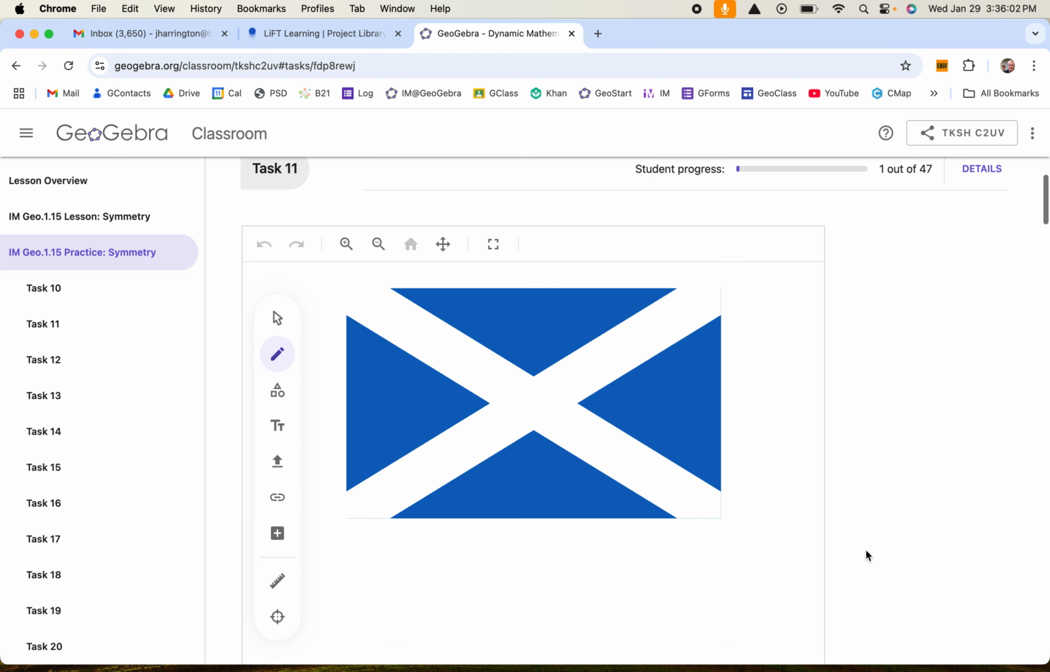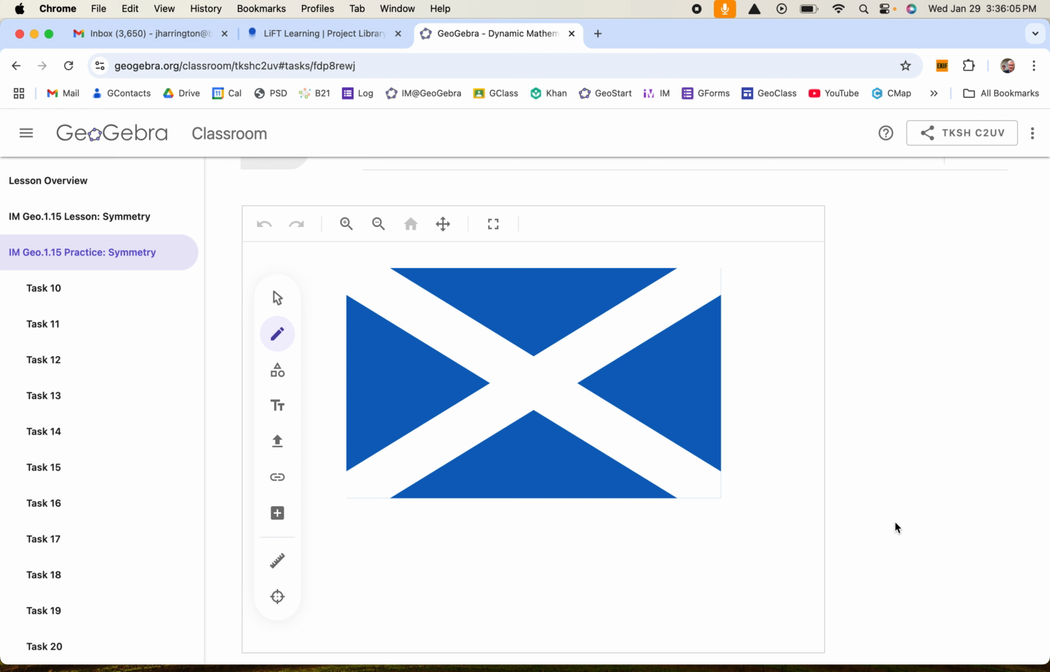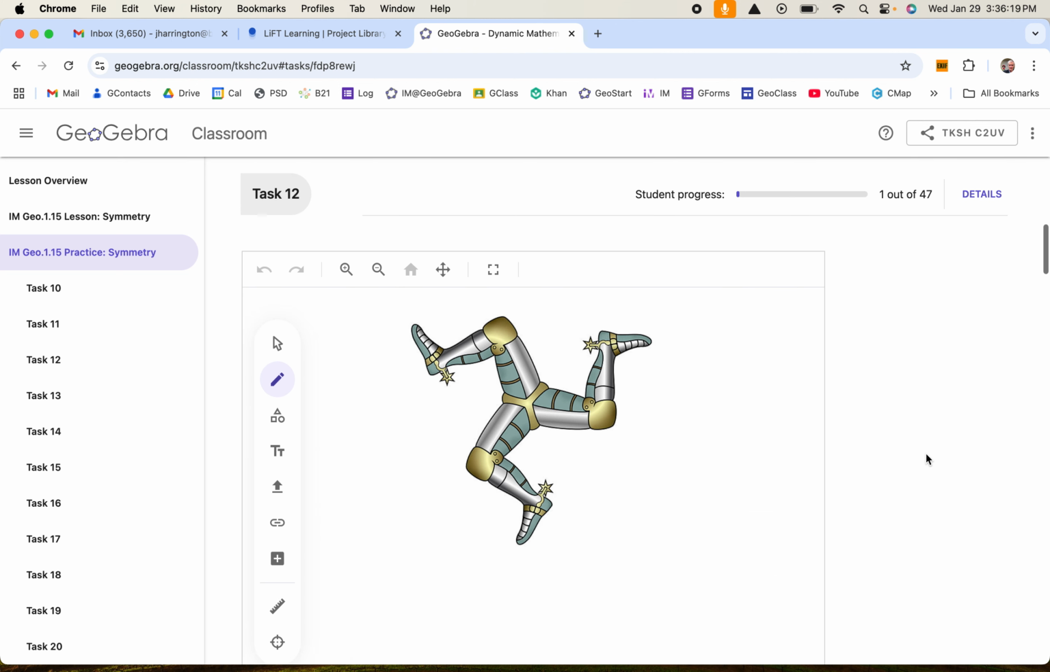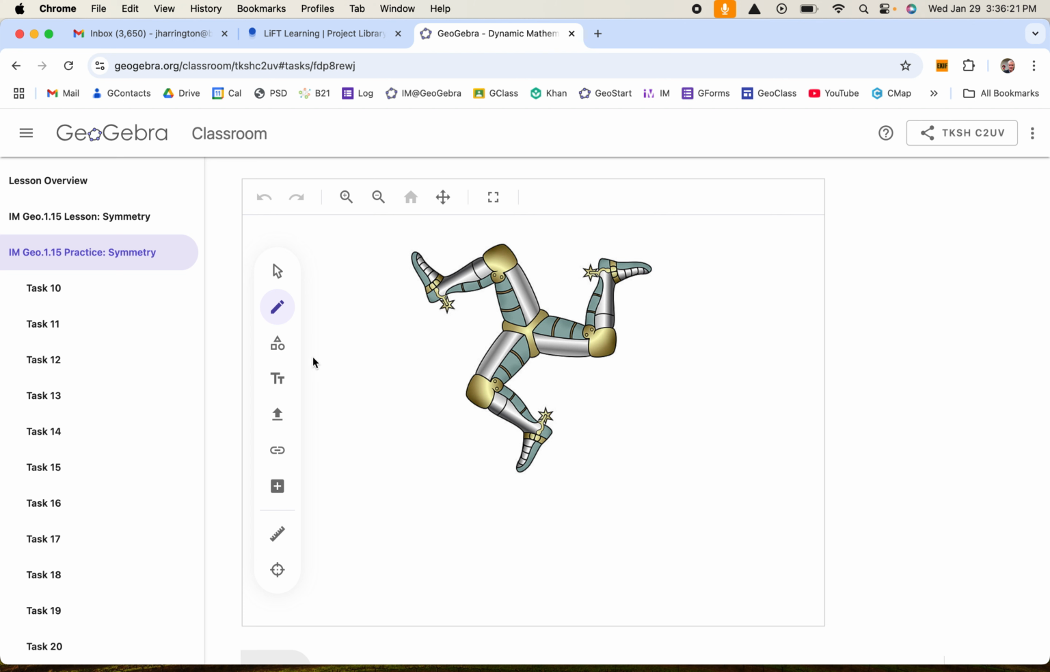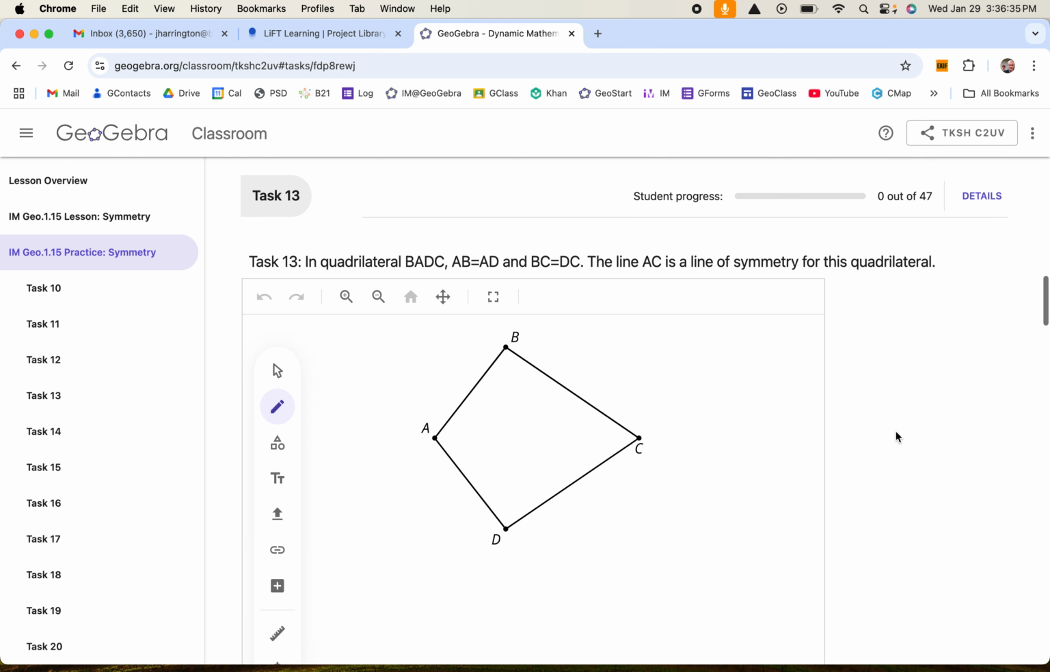Okay. All right. So same thing here. Are there any lines of symmetry? Once again, use the line tool right here. Use the line tool to draw some lines of symmetry on the thing. And there you go. Okay. How about this one? Lines of symmetry. Again, use the line tool, draw the lines of symmetry. Okay? If it doesn't have any, again, just use the text tool and say this one doesn't have any. All right. Okay.